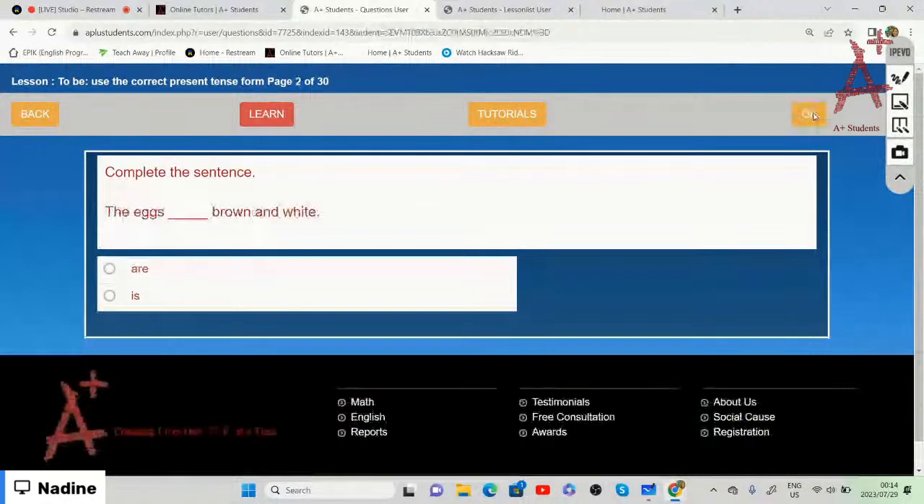The eggs, brown and white. The eggs, brown and white. Is it are or is? The eggs is brown and white, or the eggs are brown and white.